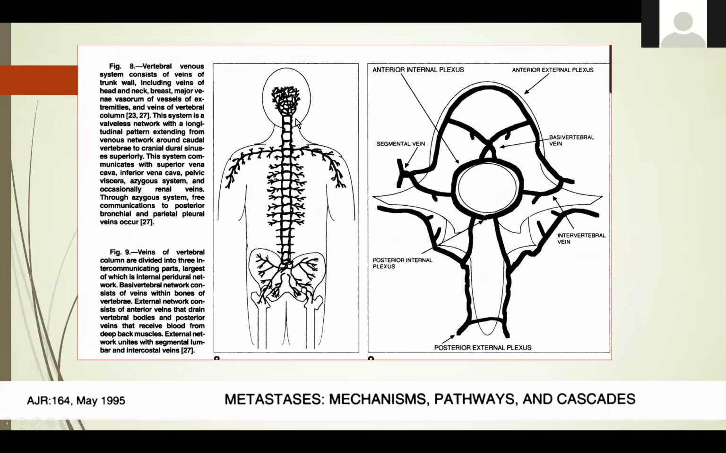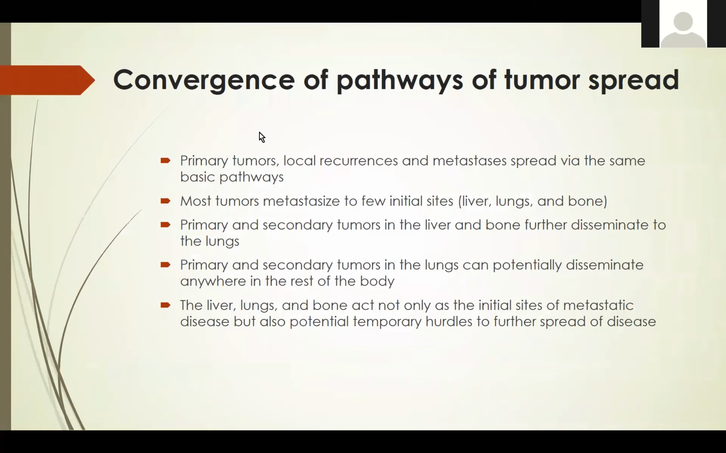And this is the vertebral venous plexus I'm talking about. It's a continuous valveless system of veins that connects with the IVC, azygos veins, and is interconnecting with all the veins, intercostal veins, the cervical veins, pelvic veins. So that leads to this convergence of pathways of tumor spread. As I was showing before, primary tumors, local recurrence, and metastasis all spread via the same basic pathways. Most tumors metastasize to a few initial sites.